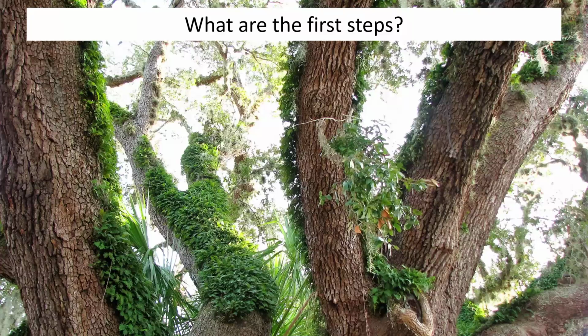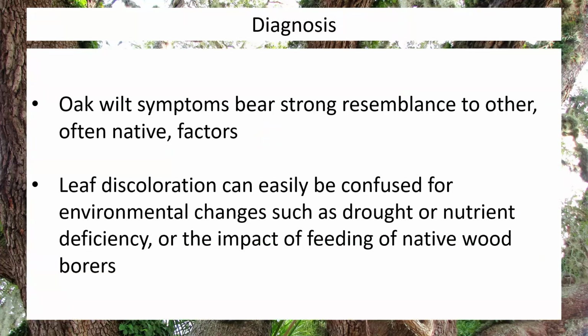So, what are the first steps? How do you get started with this process? What do you want to do first? First and most important, this is something that I really struggled with as I was starting my learning journey on this one, is that oak wilt symptoms look a lot like a whole bunch of other things.